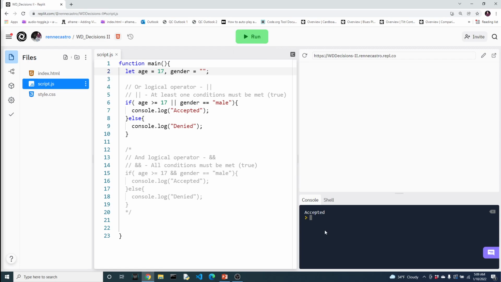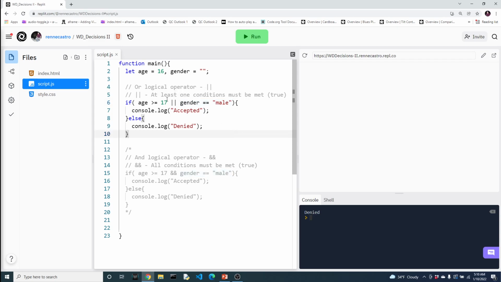And you'll see that they're also accepted. So the left side, the person is at least 17. They're not male, but remember, it's an or. One of these two has to be met, or possibly both. So the only way for us to really fail this decision is if they're both failing. So in this case, I'm going to put it as age is 16 and they don't enter a gender. In that case, this left side is false, and so is the right side. At that point, you're denied.